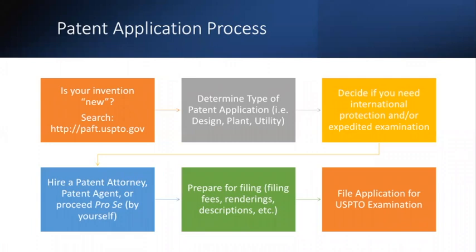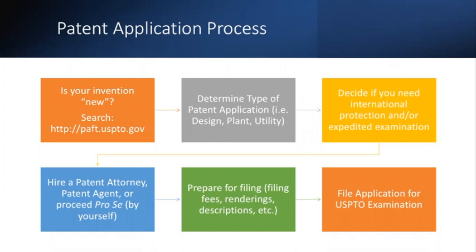Now let's take a high-level look at the steps leading up to filing a patent application. As you can see, this process is very complex and consists of several steps. First, you must ensure your invention is new, meaning that nobody else has created your invention prior to you. A good starting point for this step is to conduct a search at patft.uspto.gov. You can also utilize patents.google.com to ensure your invention is new. However, it's recommended that you always follow up with the search of the official USPTO database.